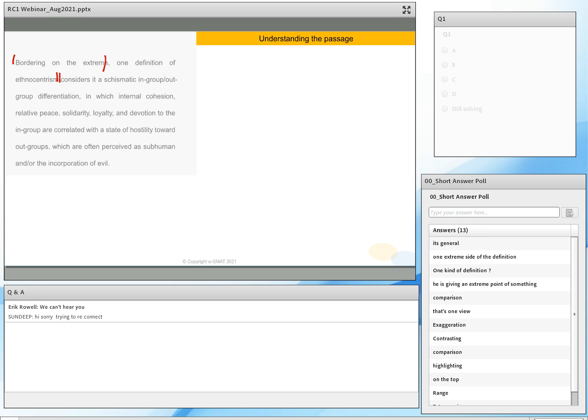He is giving an extreme point of something. That's true. He does not agree to it, feels it's overboard. That's a fantastic answer. One extreme definition of easy. Absolutely. So I'm seeing some right answers there.